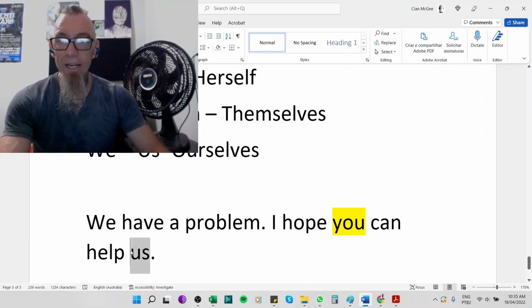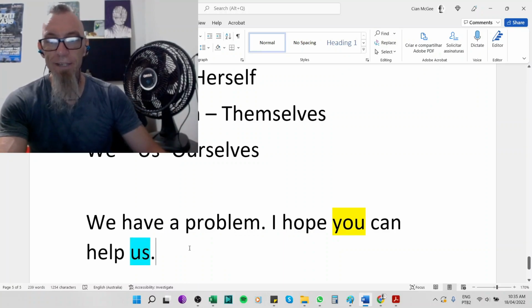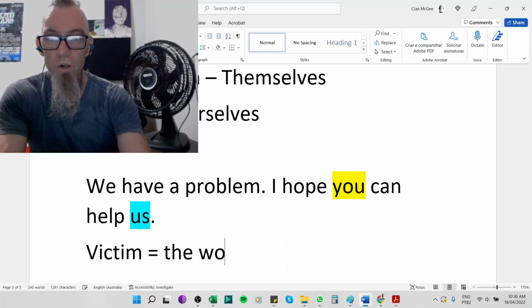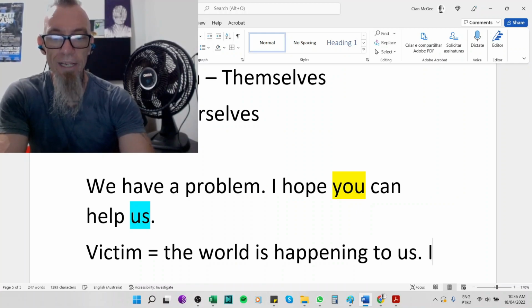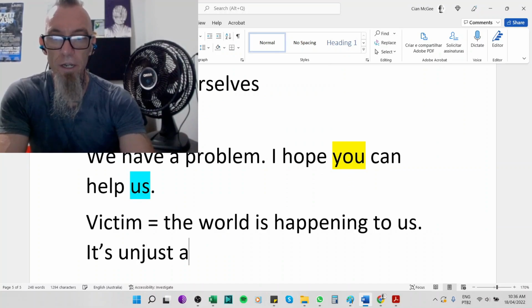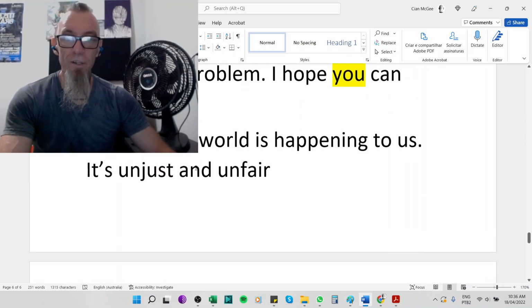And so we, with the problem, are the victim of this story. Remember, as a victim, generally the world is happening to us. And generally it's unjust and unfair. That's generally how the victim feels. It's unjust and unfair.